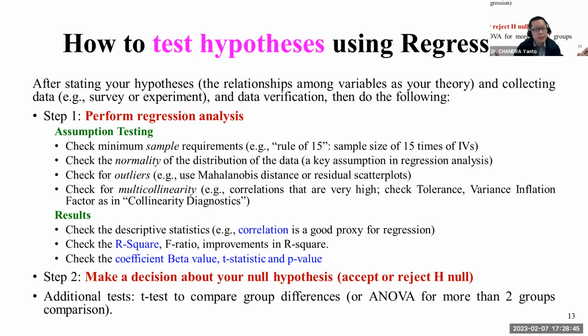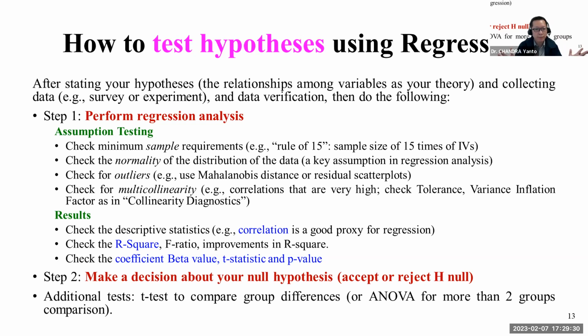And then once you pass this testing, you do the regression analysis and you check the results. You are interested in the correlation, which is a good first evidence or proxy for regression, and you check the R square, you check the F ratio, you look at the improvements in R square if you do your regression testing in a step-by-step or hierarchical manner. And you also look at, very important, the beta value or the coefficient that determines how important each of these independent variables that you are testing is to predict the outcome variable, or the dependent variable. And you look at the p-value, which is also very interesting.